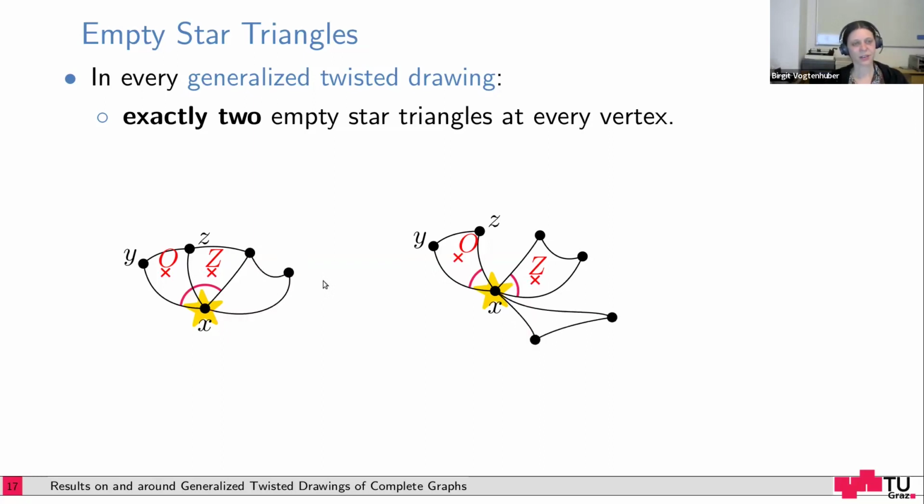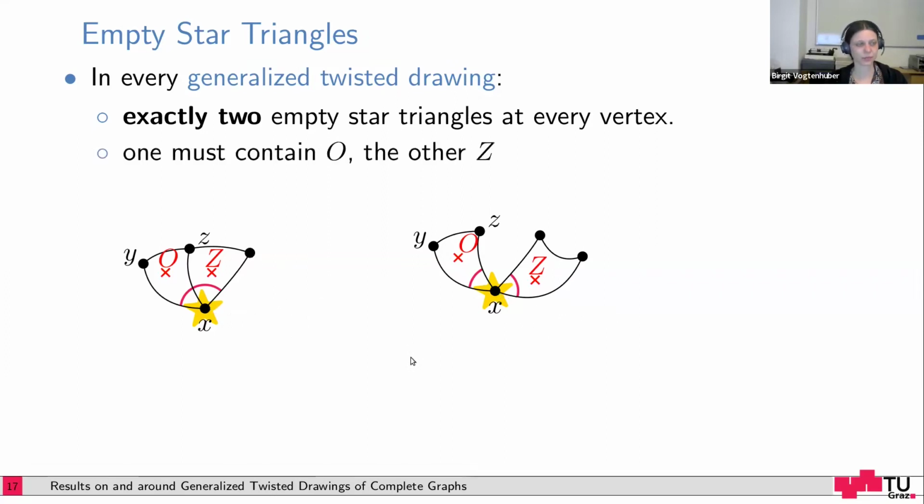But then if we had a third triangle, we don't have a third endpoint of our curve crossing every edge. So this other triangle, which would be interior disjoint to the other two, can't exist in a generalized twisted drawing. So 2 empty star triangles at every vertex. One contains O and the other contains C.